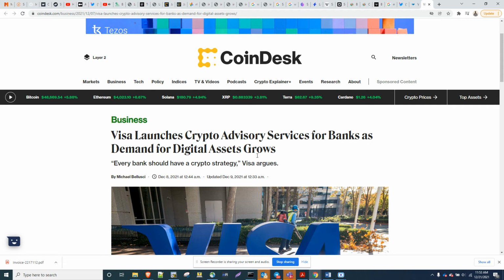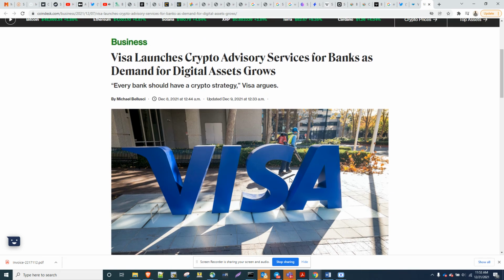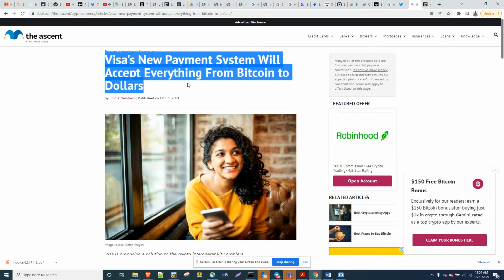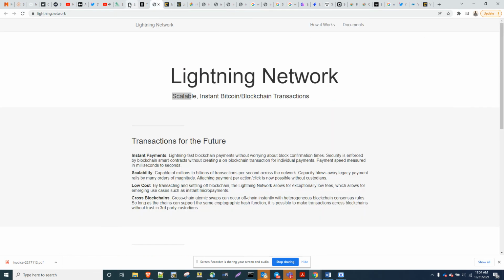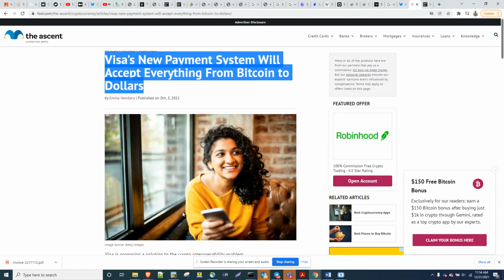So if you look at this, Visa launches crypto advisory services for banks as demand for digital assets grows. So this can be the speculation side of crypto, all right? But if you take a deeper look, you'll realize that Visa has gone pro Bitcoin, which means Visa can now integrate with the Lightning Network. On their systems, they can integrate the Lightning Network, making it easy to take Bitcoin to the world, because now they've integrated with the Lightning Network.